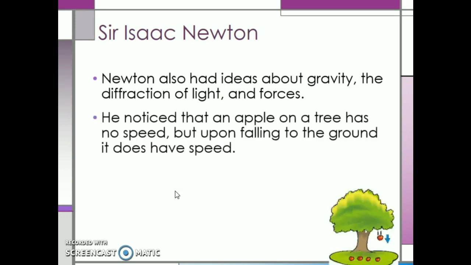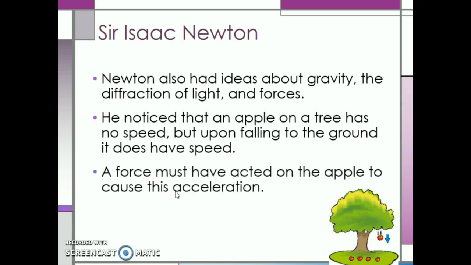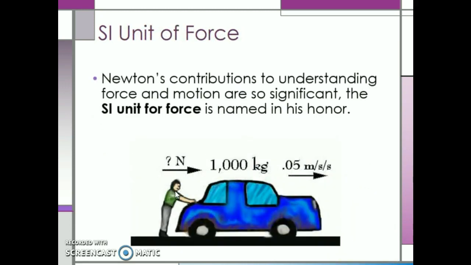He noticed that an apple on a tree has no speed, but upon falling to the ground, it does have a speed. He concluded that a force must have acted on this apple to cause the acceleration. Like we discussed in the previous chapter, in order to have an acceleration, there must be some force acting on the object. Newton's contributions to the understanding of force and motion are so significant that the SI or metric unit for force is named in his honor. This unit of force is called the Newton, abbreviated with a capital N.